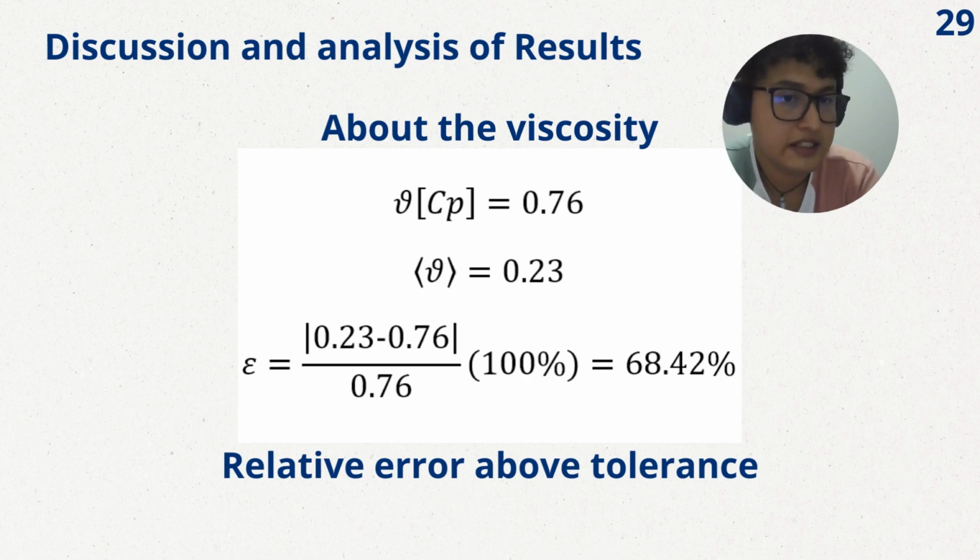From this analysis, I used literature to know the average viscosity in reality at 27.30 degrees Celsius. And we have that the viscosity in centipoise is 0.76. However, we have an average viscosity of 0.23. So the relative error above the tolerance is unacceptable, because it's over 5%, and what we can see is that it is too far from reality.